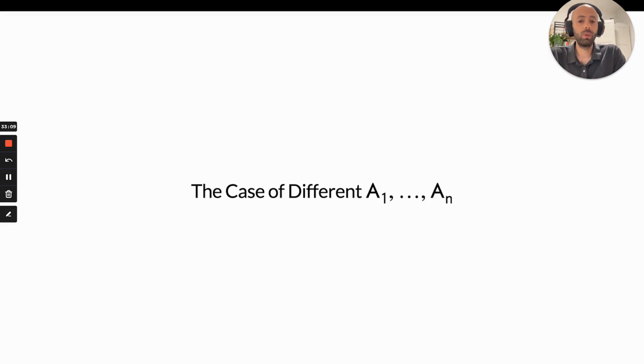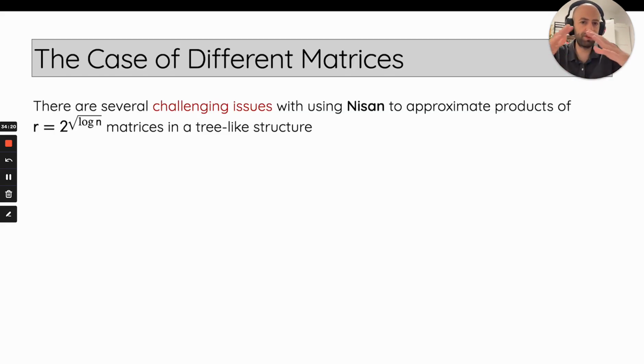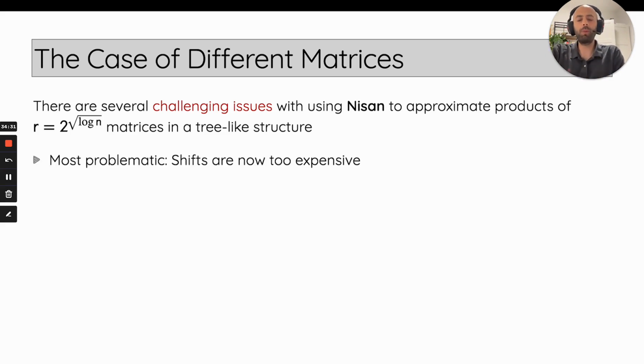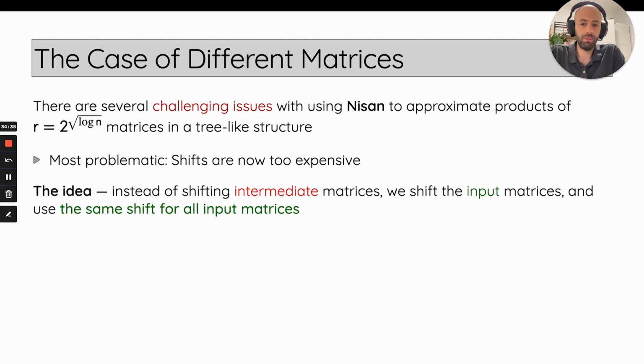Okay, what about distinct A1 up to An? So we do use a tree structure and apply Nisan iteratively to approximate IMM, but there are several challenges in doing so. And the most problematic challenge is that the shifts are now too expensive. I won't get into it in this talk, but our idea on how to solve it is that instead of shifting intermediate matrices, we shift the input matrices and use the same shift for all the input matrices.